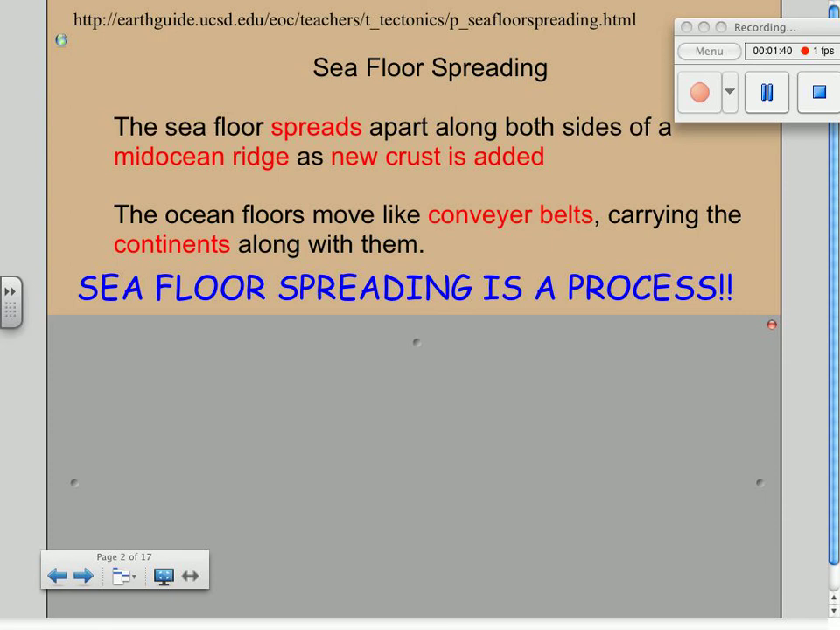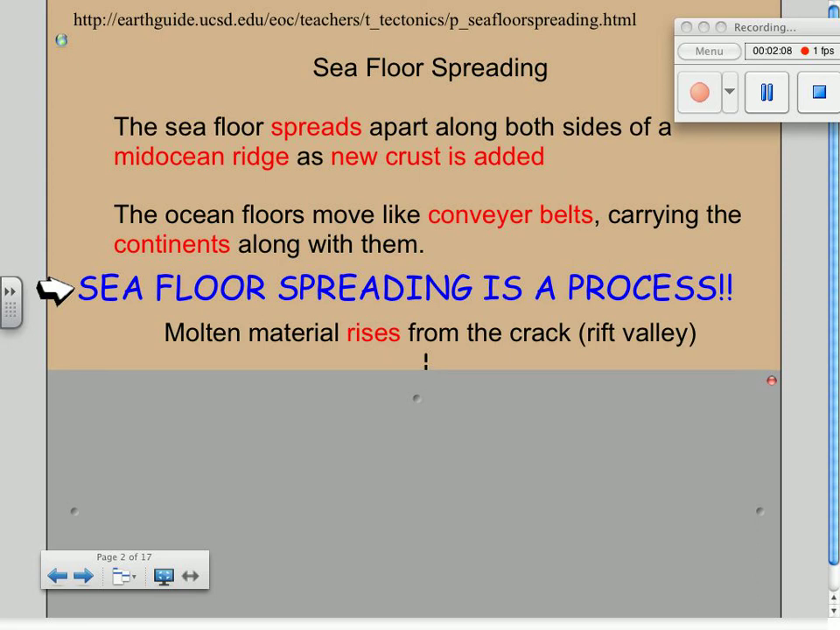In contrast to that, a mid-ocean ridge is a feature. A feature is a place. So a mid-ocean ridge is a place. It is something that you would find. Versus seafloor spreading is a process. It is something that is happening. That'll be important for later when you're answering some questions.